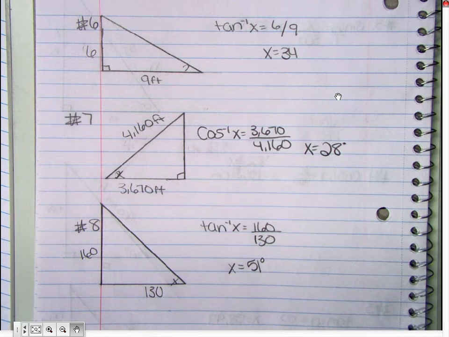Okay, so we put the 3,670 feet on the bottom because that's the distance traveled on the ground. And then we put the 4,160 feet where the hypotenuse was because that's the distance it traveled from the ground through the air. Yep. And so you used which function? We used cosine because we have the adjacent and the hypotenuse. And your final answer is? 28 degrees. Thank you. Number 8.